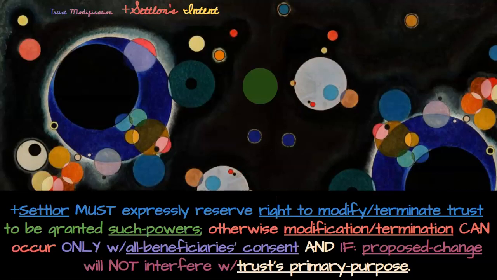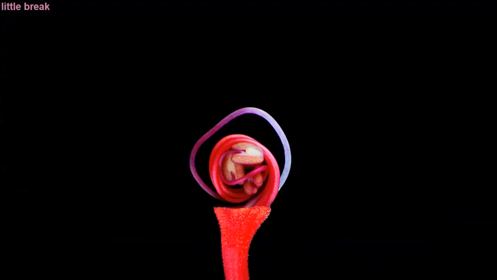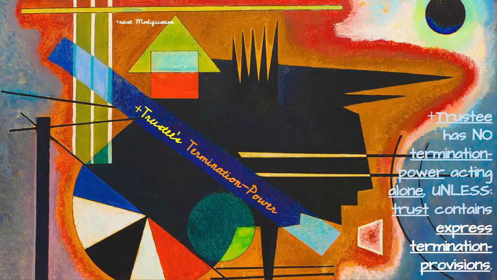Settlor's intent. A settlor must expressly reserve right to modify or terminate trust to be granted such powers. Otherwise, modification or termination can occur only with all beneficiaries' consent and if proposed change will not interfere with trust's primary purpose. Trustee's termination power. Trustee has no termination power acting alone, unless trust contains express termination provisions.